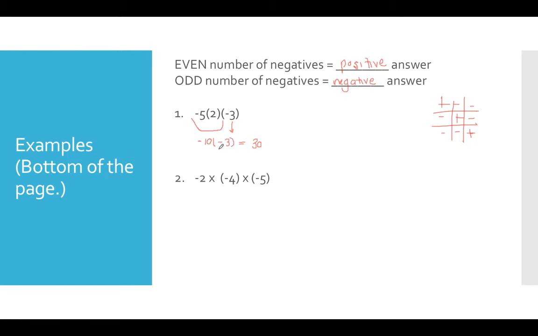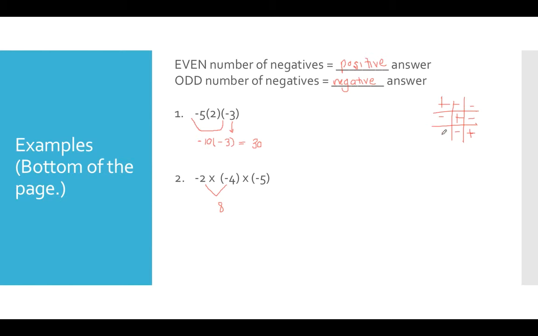Last example I'm going to do with you, if we take a look at number 2, it says negative 2 times negative 4 times negative 5. Well, I have 1, 2, 3 negatives. 3 is an odd number, so that means I'm going to get a negative answer. We can break it down, though, to check it out. Negative 2 times negative 4 is really saying the opposite of 2 times negative 4. So the opposite of a negative 8 would be a positive 8.